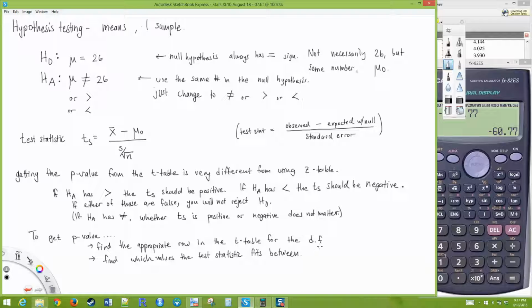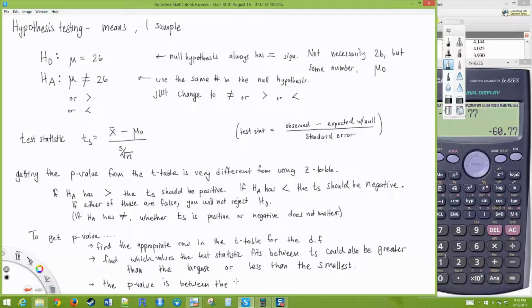You may also find the test statistic might be greater than the largest number, or it could be smaller than the smallest number as well. So you want to just place it in between columns, or greater than the largest or smaller than the smallest. And then I'm going to write the p-value is between the corresponding column headings.